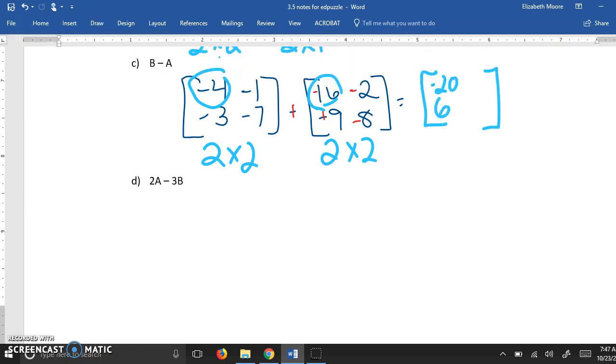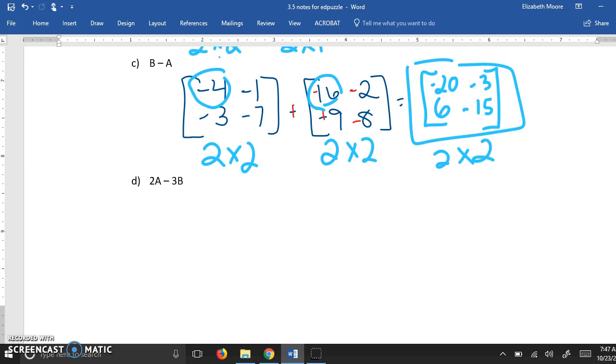So we can see we'll have -20, row 1, column 1. 6 will go in row 2, column 1. -1 plus -2 is -3. -7 plus -8 is -15. So here's our answer. And again, we can see that it is another 2 by 2 matrix.